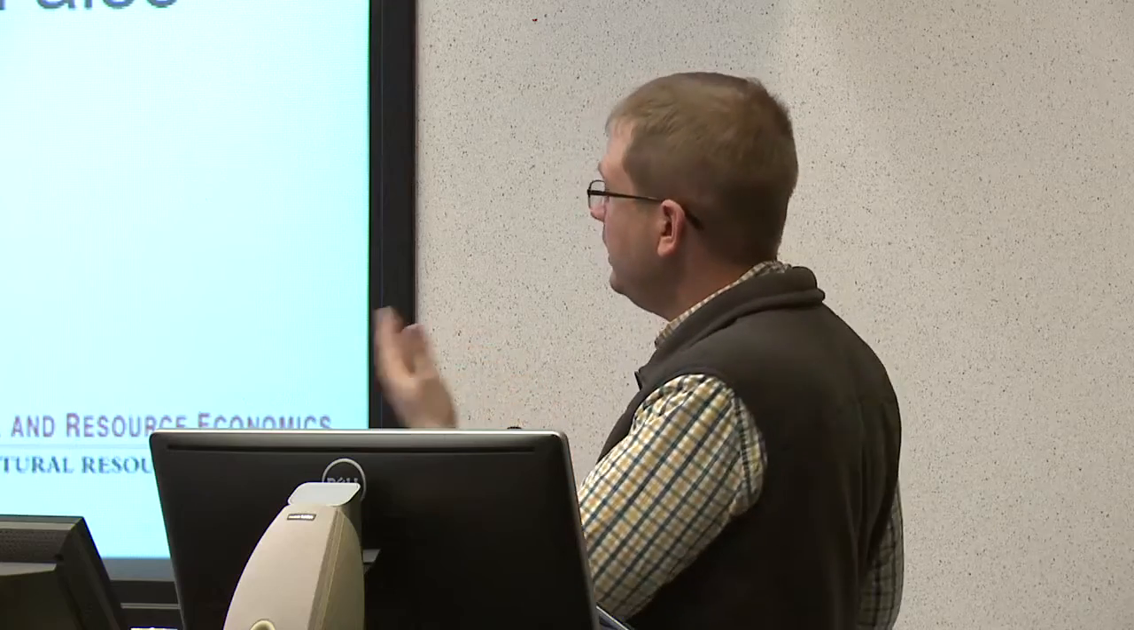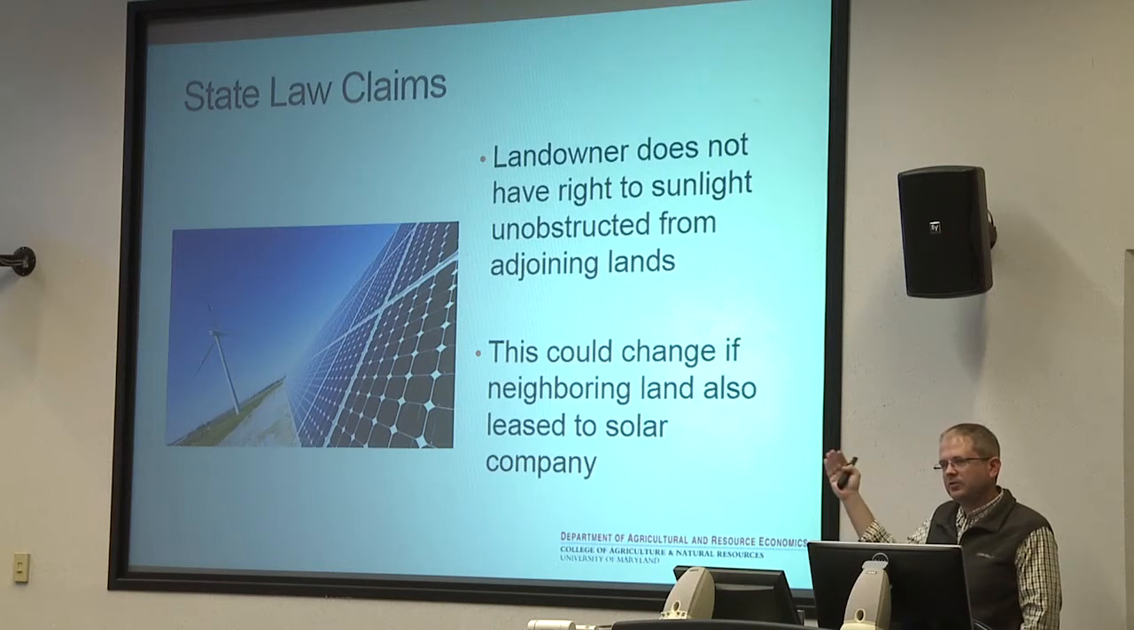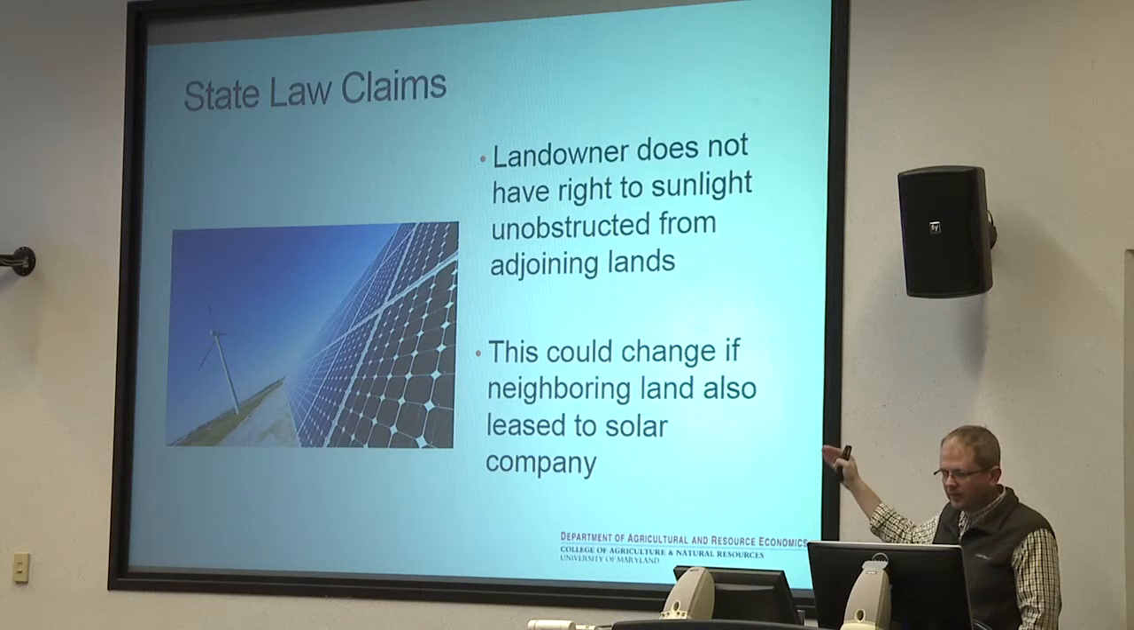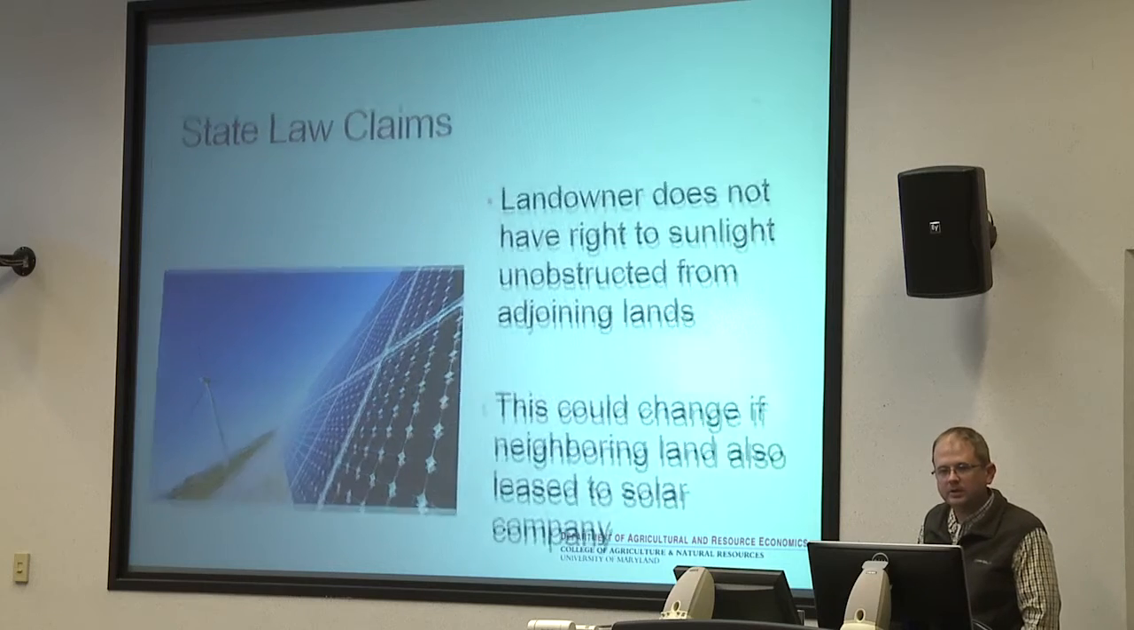The other thing to point out is landowners in most states do not have the right to unobstructed views of the sunlight. So if your neighbor builds a structure and it impacts this, it's not going to violate the terms of your lease, and the company may not have a lawsuit against them. Now, this situation changes if the neighboring land is also leased by the solar company. So if that neighboring landowner is also tied to a similar solar lease, there may be limitations on their ability to develop to impact another leased property by that company.